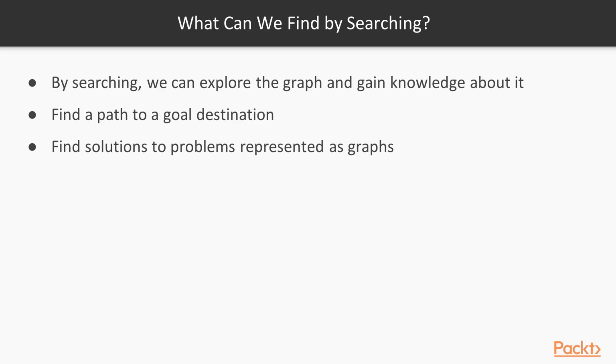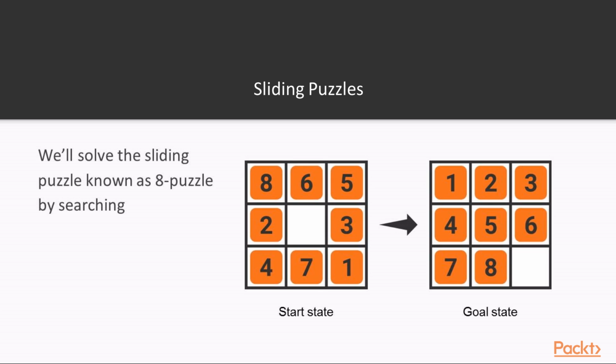So by searching, we can explore a graph and gain knowledge about the domain that it represents. We can use searching to find a path to a given goal destination, and we can use searching to find solutions to problems that we can represent as graphs. In the end of this section, we will see how we can use searching to solve the sliding puzzle, also known as the 8 puzzle. In this video, we talked about why we need to search our graphs and what information we can gain by searching.